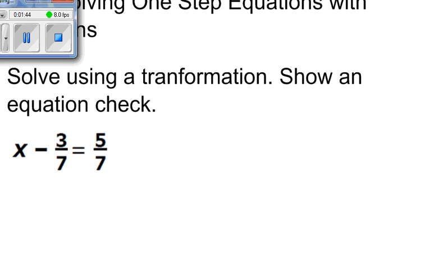Okay, so I'm going to do a transformation. I left an S out of there, so let's make sure we get that S in there. So, solve using a transformation, show an equation check. So, first step is if I'm going to get x by itself, which is my goal here, that's why they call this a one-step equation, I'm going to add 3/7 to both sides.